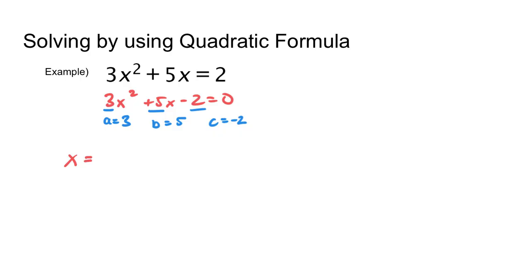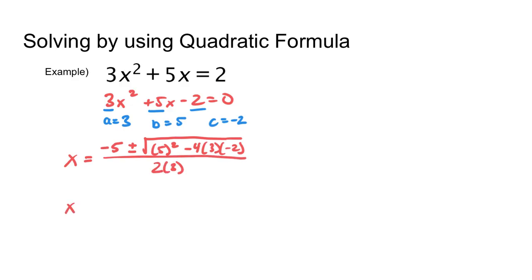X is equal to the opposite of B, plus or minus the square root of B squared, minus 4 times A times C, all over 2 times A. And I will simplify now. So I got negative 5 plus or minus the square root. 5 squared is 25. 4 times 3 is 12, times 2 is 24. So I'll do plus 24, all over 6. I'll keep going.